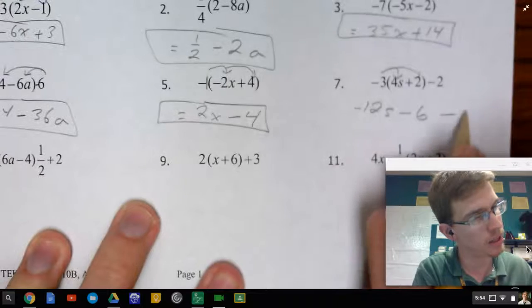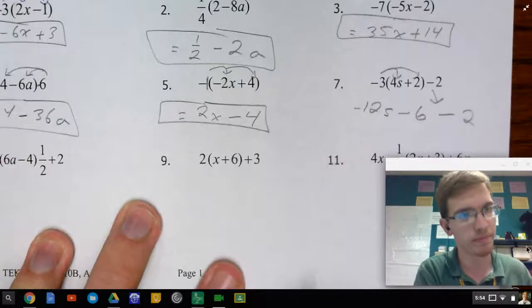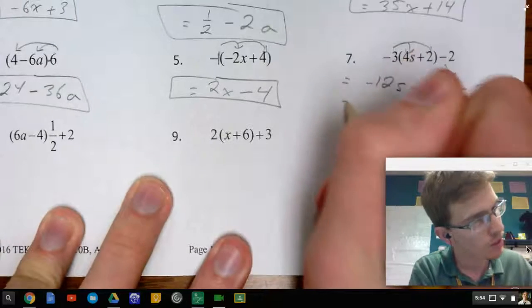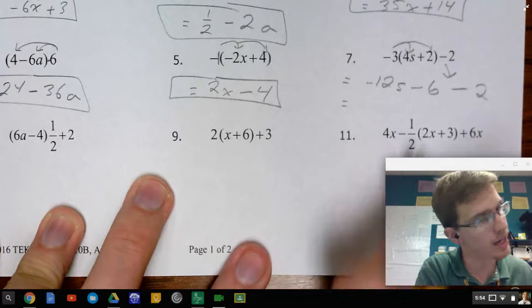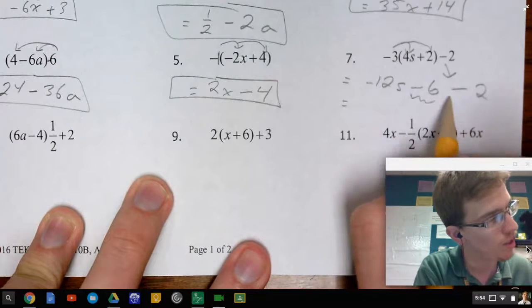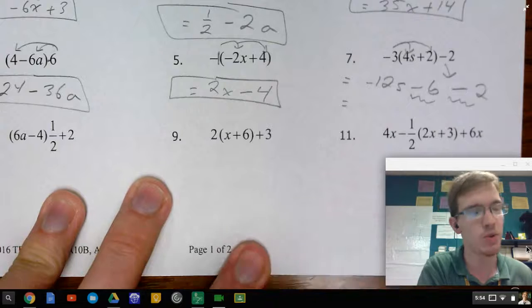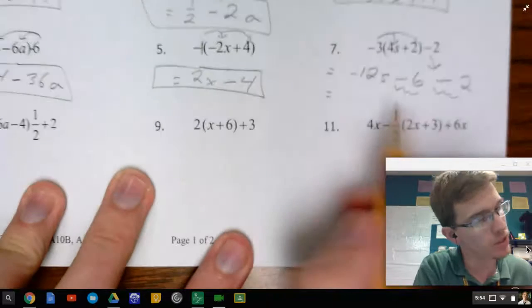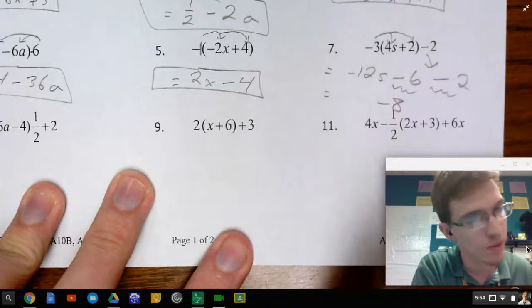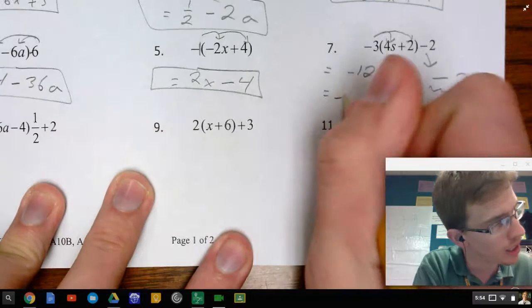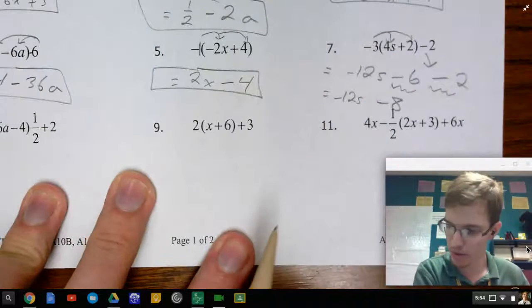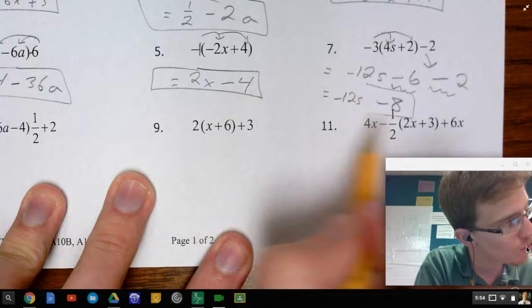I'm going to bring down the minus 2. Okay, bring it down. Here's where we're going to have to combine like terms. Okay, we have a negative 6 right here and a negative 2. So when we combine those two, we're going to get minus 8. Okay, and I'll bring down negative 12s. So negative 12s minus 8.